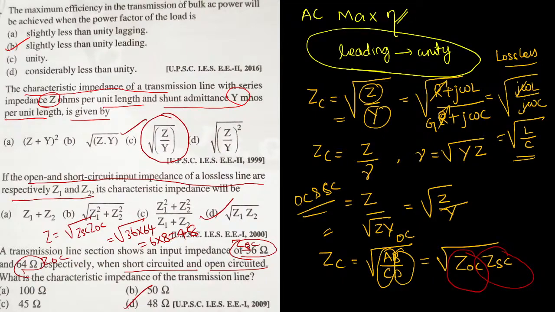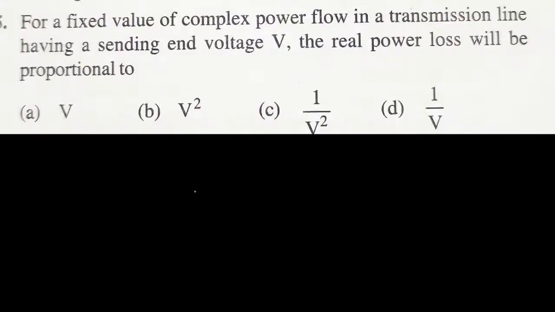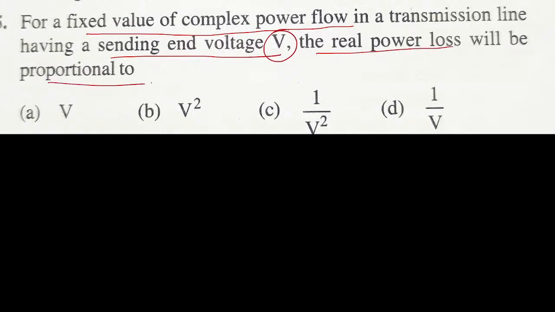Yes. Let us go to the next board. Okay, sir. The question is, for a fixed value of complex power flow in a transmission line having sending end voltage V, the real power losses will be proportional to dash. So now you must think.